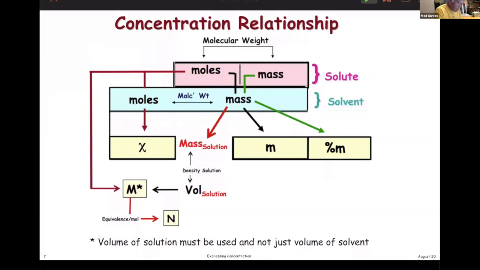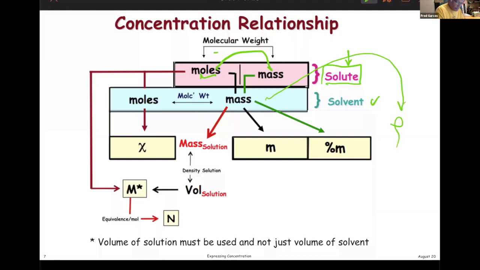Well, you need information about the solute. And if you have the moles and you know the chemical formula, you can figure out the mass through the molar mass. The moles of a chemical and the mass of a chemical are related through its molar mass. And you also need information about the solvent, which is, in this particular case, water. So if you know the moles of water, because of course you know the formula of water, then you can calculate the mass.